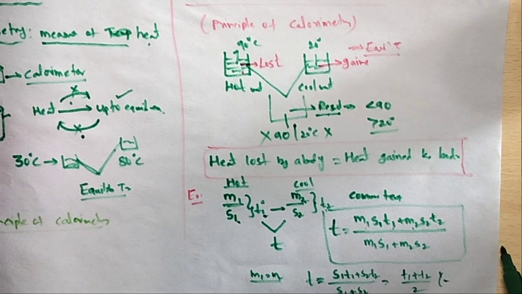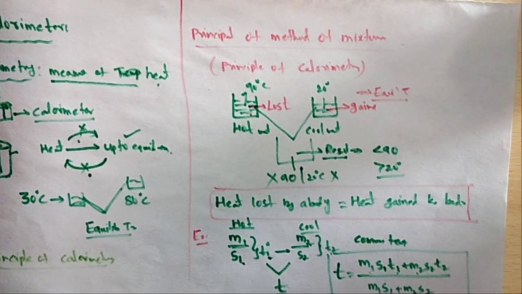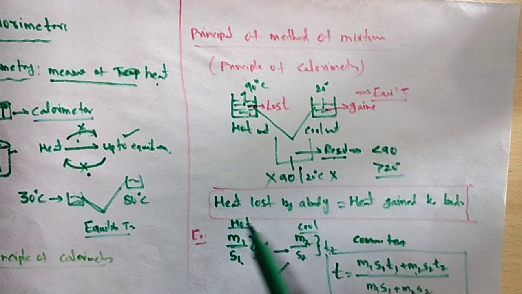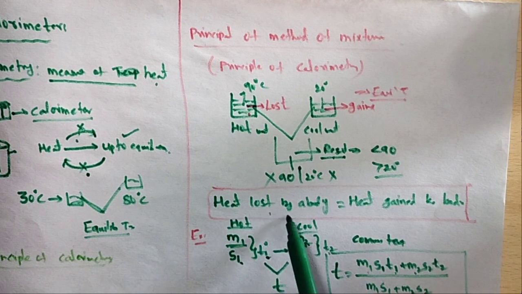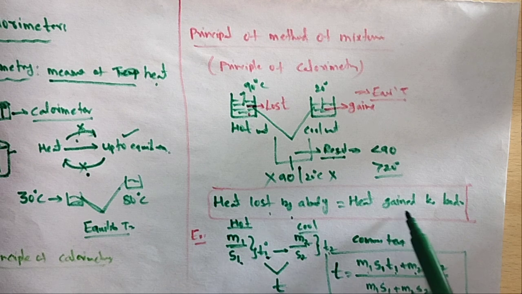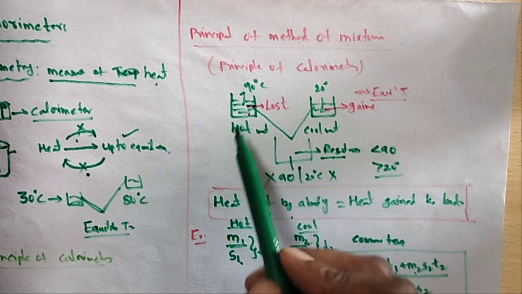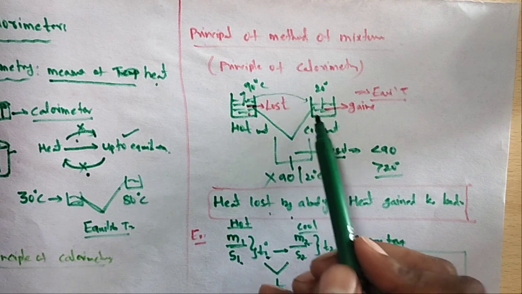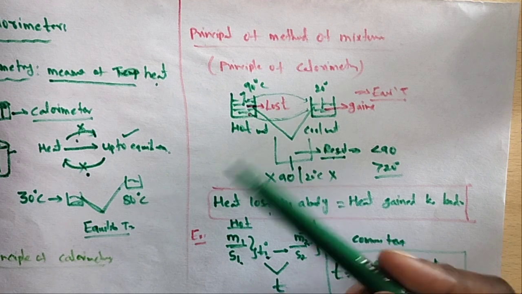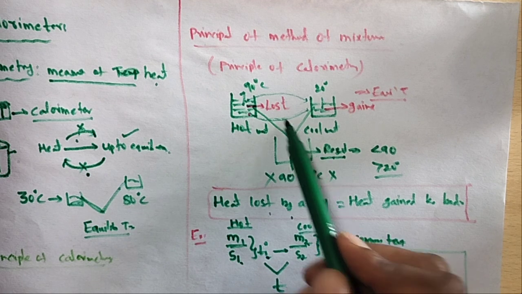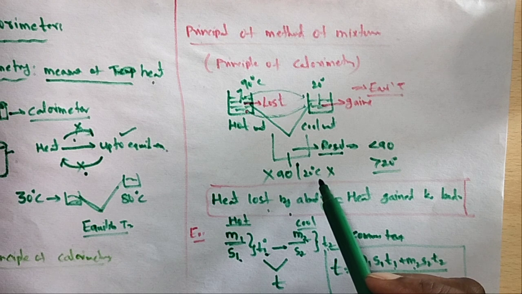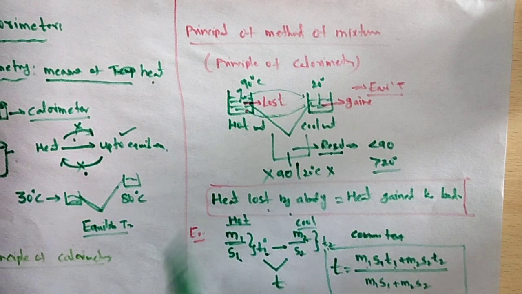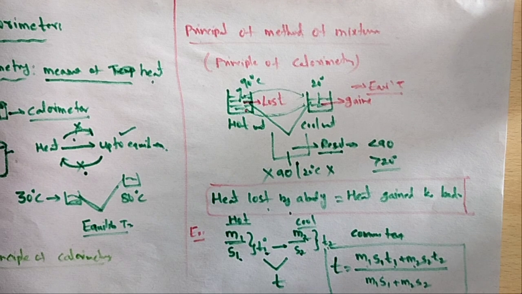So this is the calorimetry principle. According to the principle of the method of mixtures, what happens? Always the heat lost by the hot body is equal to the heat gained by the cold body. The heat is rejected to the cold body, and the cold body is always receiving heat, up to the equilibrium temperature. This is called the principle of calorimetry.